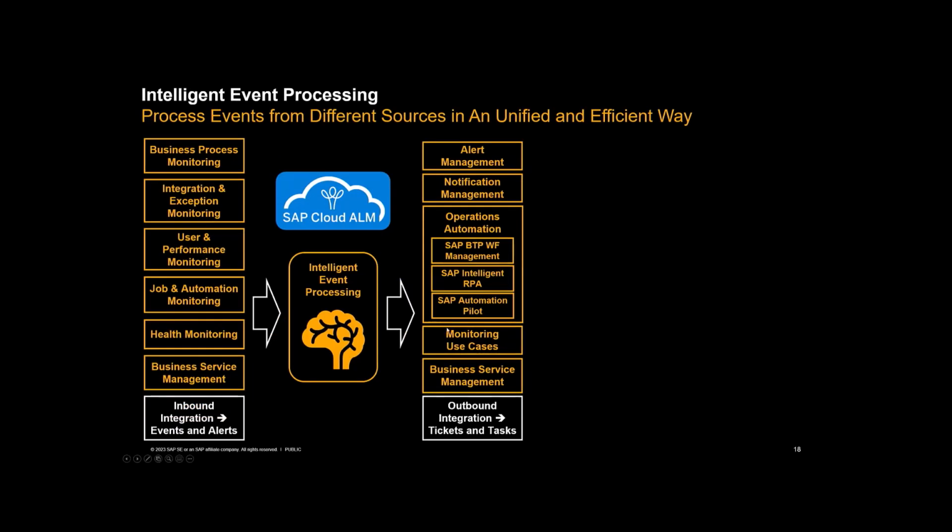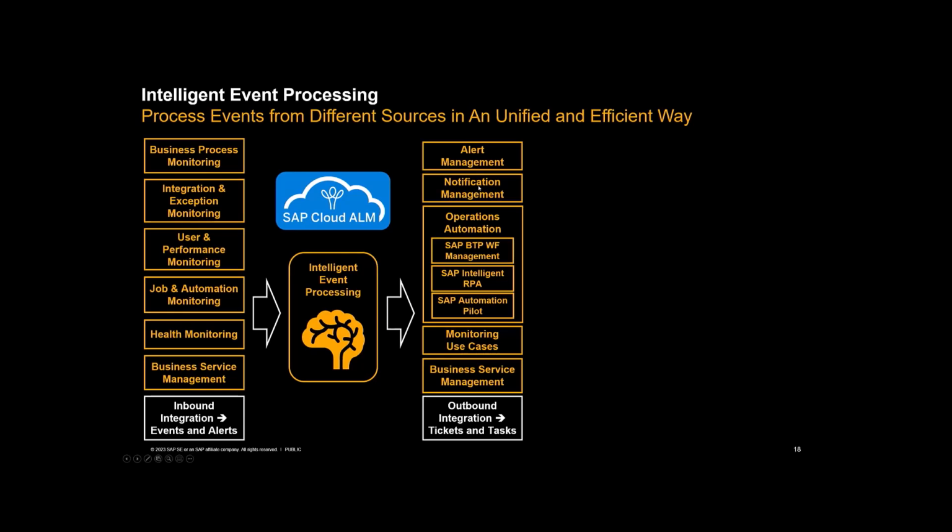Now again, on top of the monitoring, we have event management. For this, we are using a capability called intelligent event processing. With this, we can expose certain events from the different monitoring use cases, but also from business service management or from external sources. And this is the central processing of these events. This means whatever has happened, we then have a clear trace in the information and can react to this appropriately. So this is the idea. And then on the outbound side, we can trigger certain downstream activities.